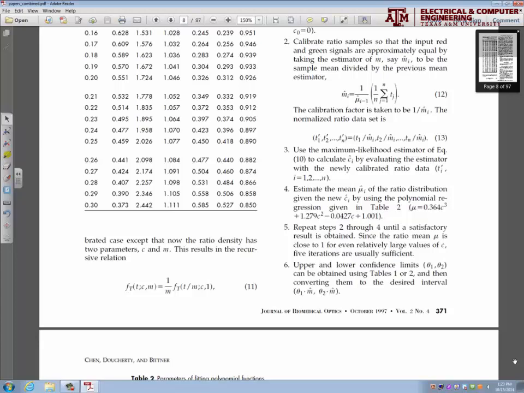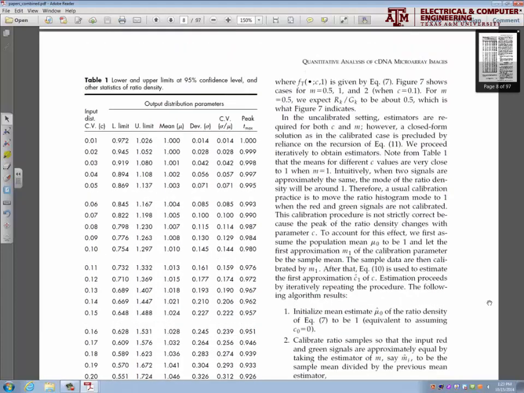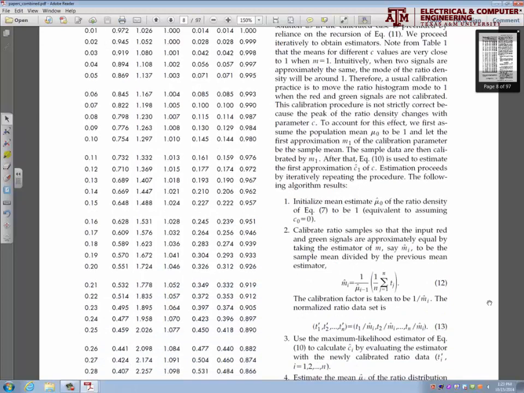But now in this function there will be 2 parameters to estimate, M and C. Earlier we just had C, because we assumed that the 2 channels have equal intensity. They're similar. So now you have to estimate M and C. And I think in the rest of the paper, they're developing an algorithm to estimate both M and C. So you have to now estimate both M and C.